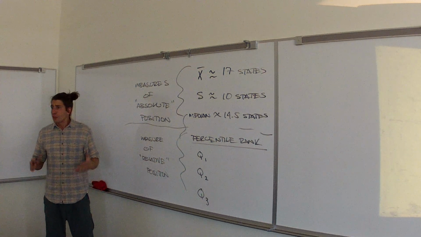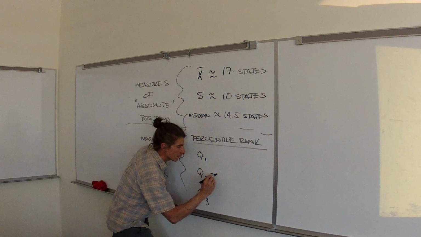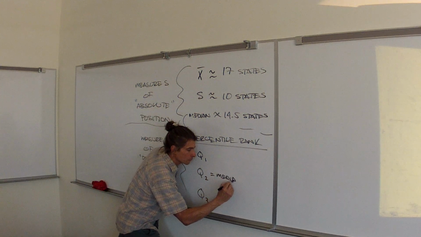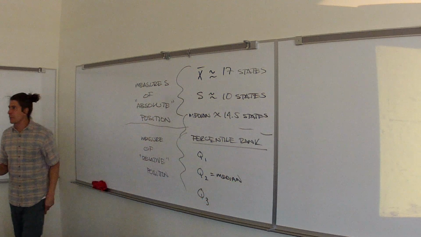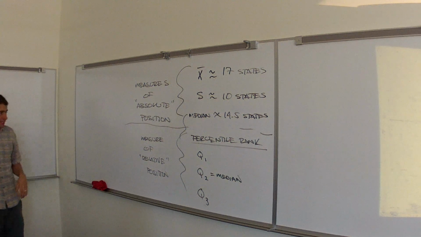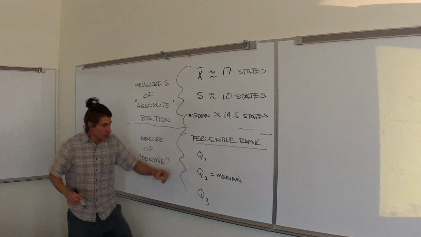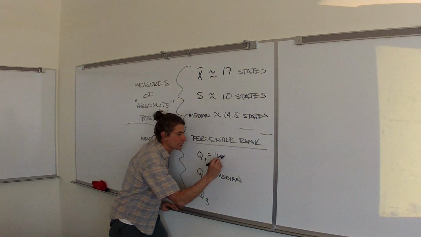Q2 is the median. I mean, nobody calls it Q2, they call it the median. And the median, that's why I say you can kind of live in both worlds. The median is the dividing line between the lowest half and the upper half of the data, smallest half and largest half. This guy Q1 is called the lower quartile.